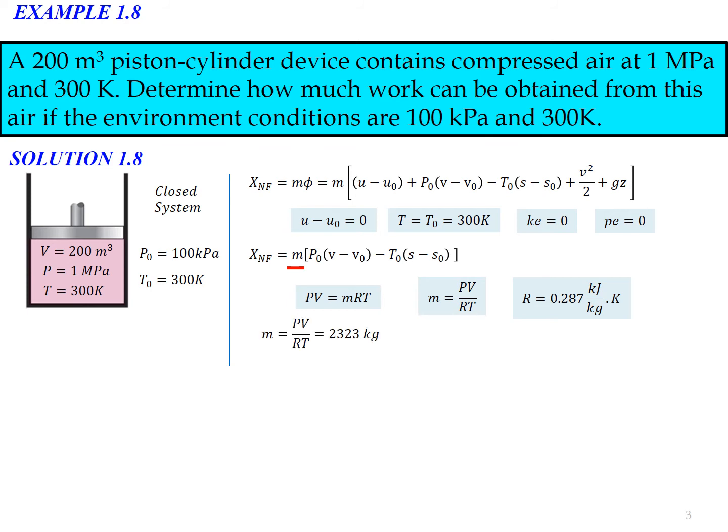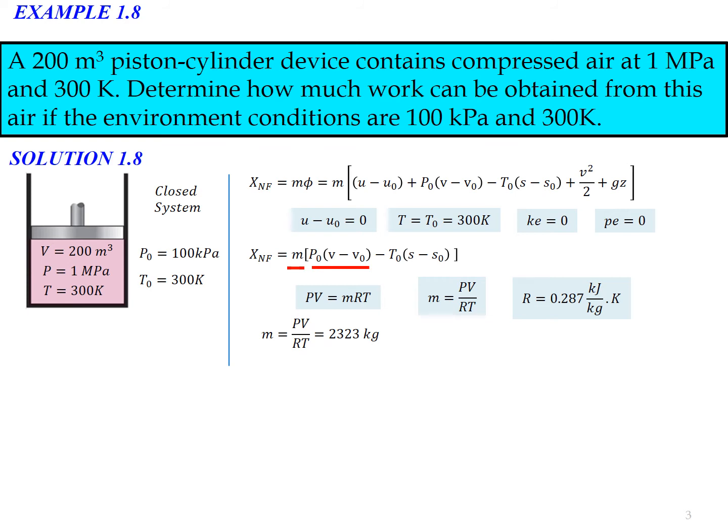Okay, so substitute all the values that we have. P equal to 1 megapascal, V equal to 200 meter cubic, R equal to 0.287, and T equal to 300. Remember that for the ideal gas equation, the temperature must be in Kelvin. Okay, so we have mass equal to 2323 kilogram of compressed air inside the cylinder.